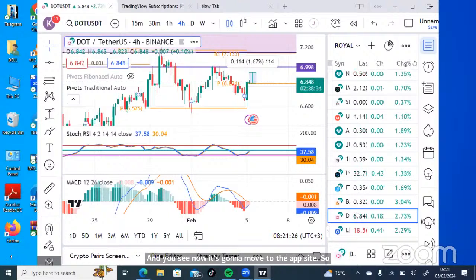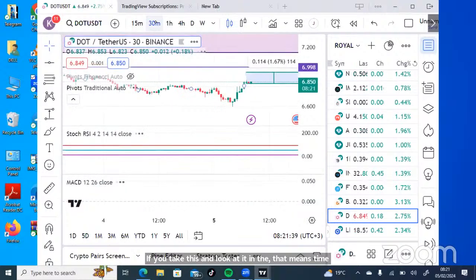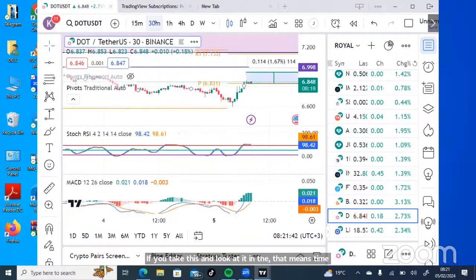So that's how you could decide to take your take profit. You either draw your own support and resistance, or you use, so this is a 4-hour time frame. If you take this and look at it in the 30 minutes time frame, basically it would make a lot of sense to you.